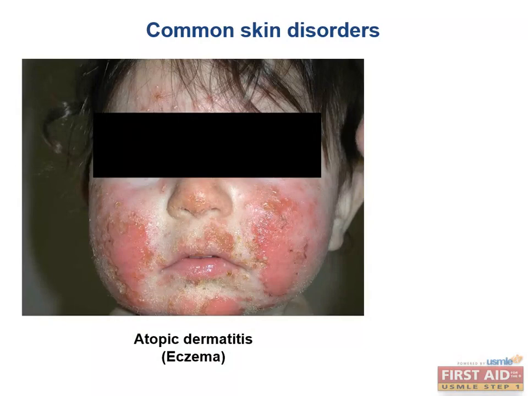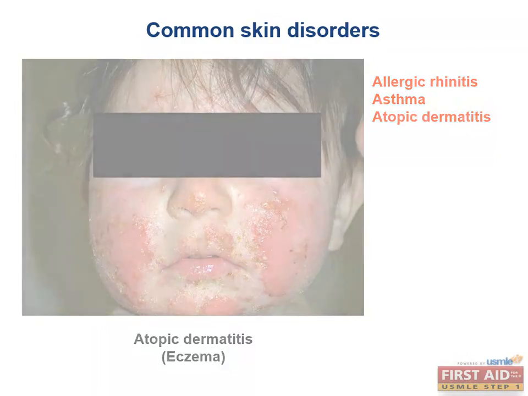Atopic dermatitis is an important disease to know. You likely already know that it's more commonly called eczema. Where does eczema present? On the flexors of the extremities, and it itches like crazy. Usually, atopic dermatitis is just one piece of a greater atopic triad. Do you remember the other two symptoms? Allergic rhinitis and asthma.